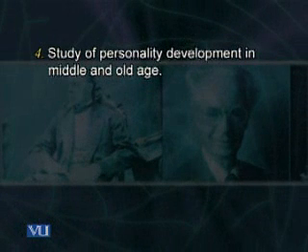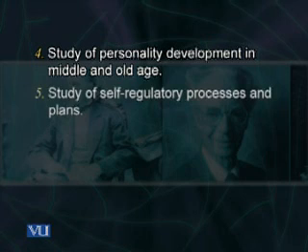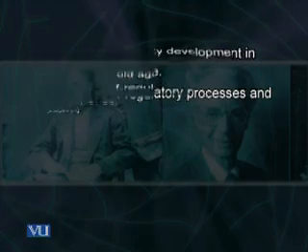Number 4, study of personality development in middle and old age. Number 5, study of self-regulatory processes and plans. So, study of the individual in middle age and in old age. The focus of all personality theories is on childhood. So they have neglected the middle age and the old age. So they should certainly take into account childhood, middle age and the old age.